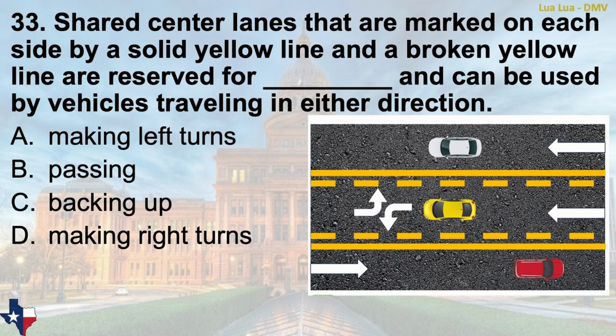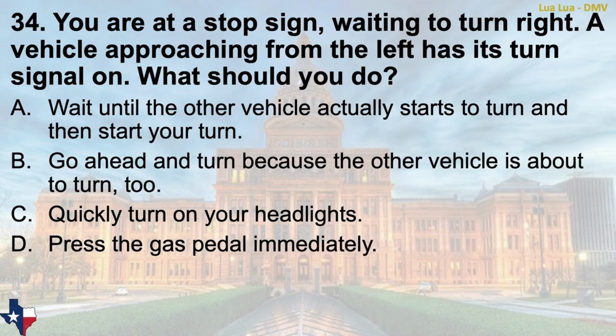Question 33. Shared center lanes that are marked on each side by a solid yellow line and a broken yellow line are reserved for blank and can be used by vehicles traveling in either direction. A. Making left turns. B. Passing. C. Backing up. D. Making right turns. The correct answer is A. Making left turns.